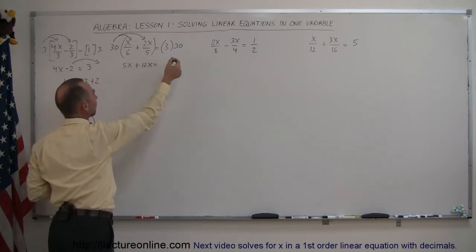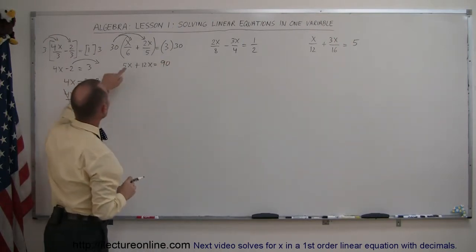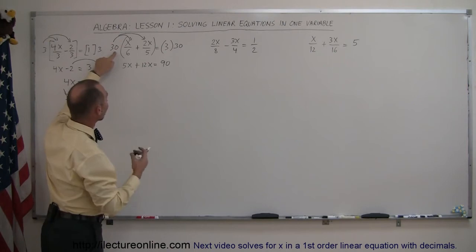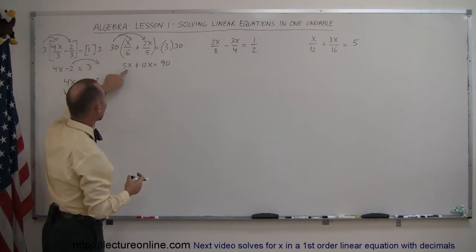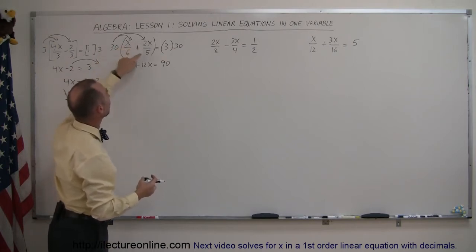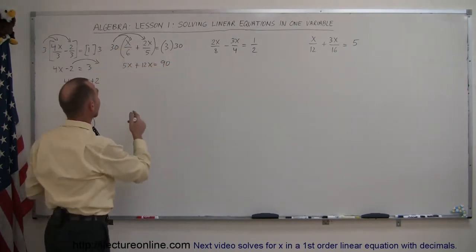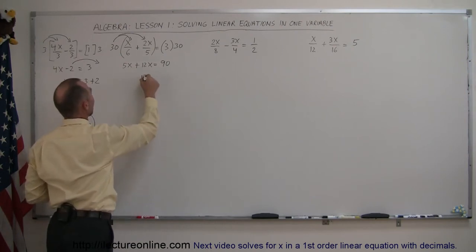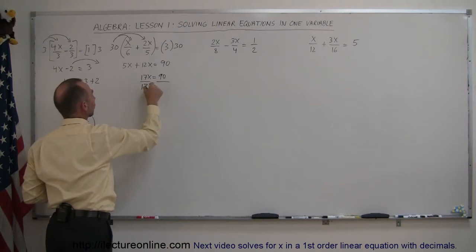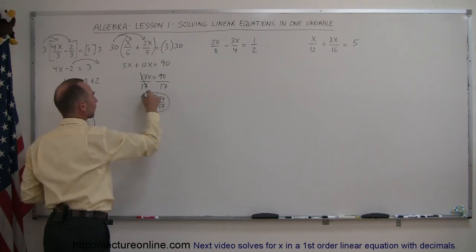And then here on the right side, 3 times 30 is 90. Again, so you can see how that was done. You say 6 goes into 30 5 times, x is 5x. 5 goes into 30 6 times, 2x is 12x. And here simply 3 times 30. At that point, you combine the x's on the left side, so that's 17x equals 90, and then you divide both sides by the numerical coefficient in front of the x. That cancels out, and x is equal to 90 divided by 17.